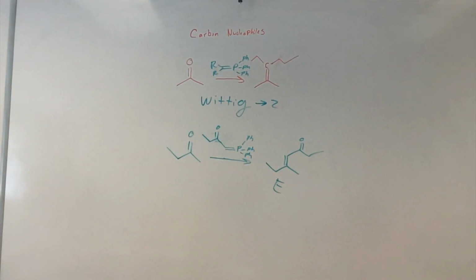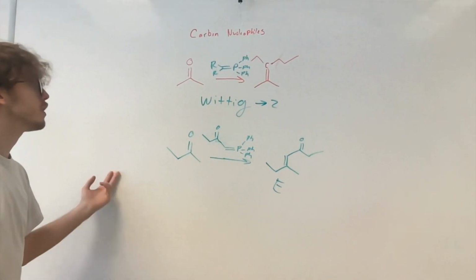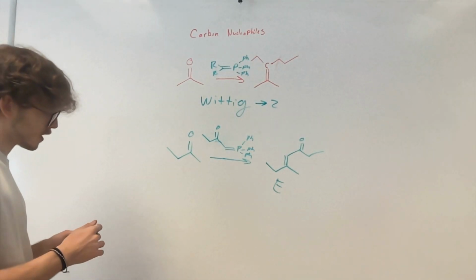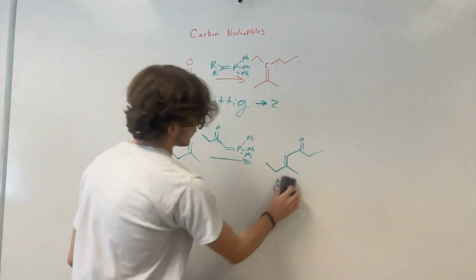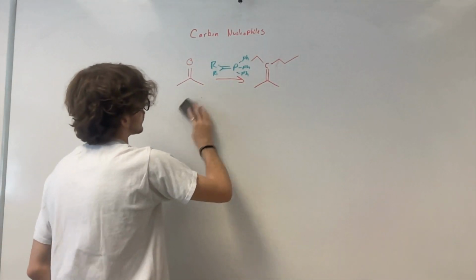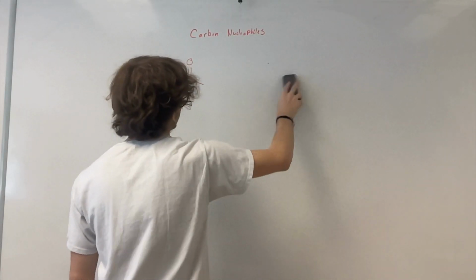So that's the Wittig. So some important notes. The ylide is needed. You need to know the mechanism, and you also need to know whether it makes a Z or E configured alkene product. So that's the Wittig. Next, what I want to talk about is called the Baeyer-Villiger reaction.